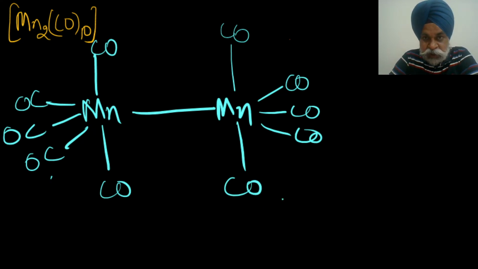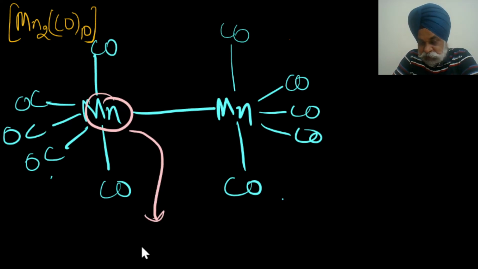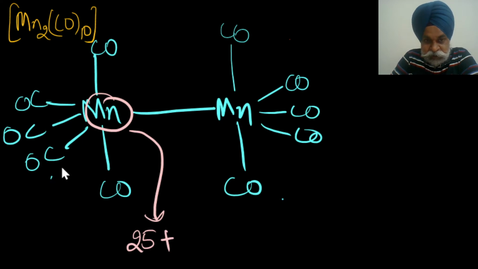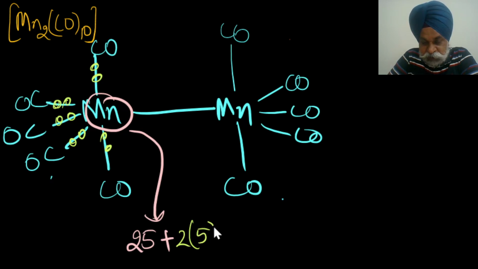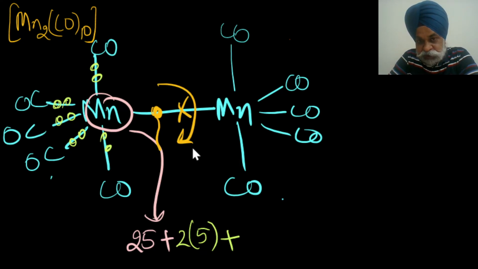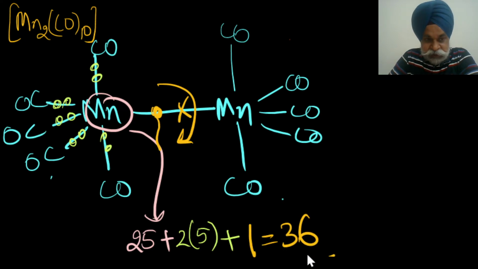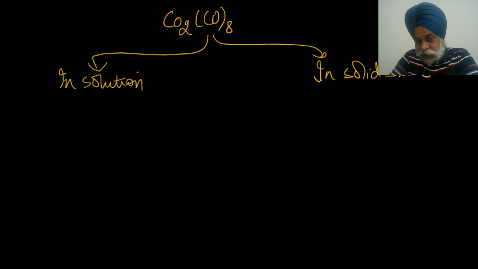Now if I have to calculate it out, how many electrons does this manganese have? Manganese is 25, plus all of these electrons are being given by this one. 1, 2, 3, 4, 5, 6, 7, 8, 9, 10. So these are 2 into 5, that is 10. So this in a way becomes 35. And this electron, which is already there in 25, but this extra electron, which they are sharing with another manganese, is also to be added. So this again becomes 36. I'm hopeful that you are understanding what I'm trying to say.